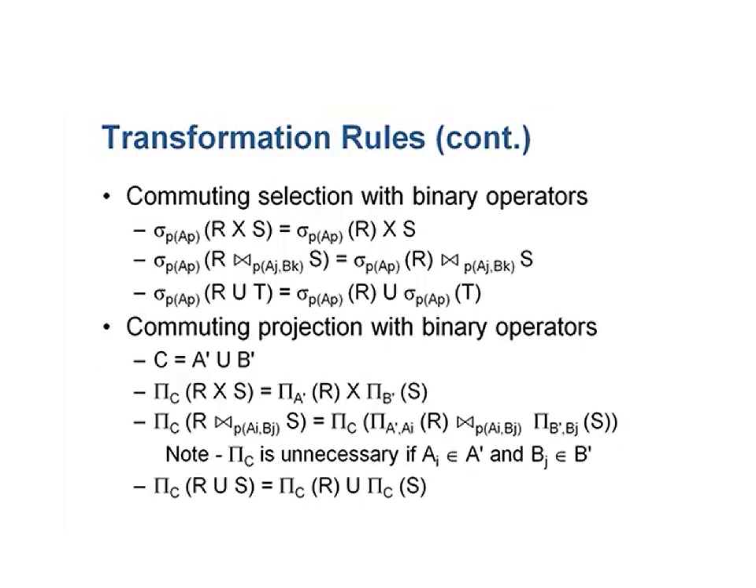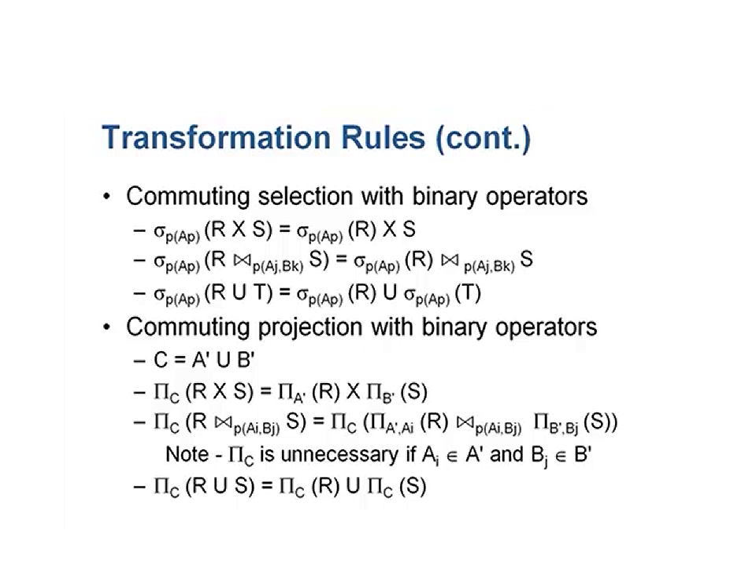Another transformation is if a selection applies only to one table. So if we say selection of R cross S, and maybe that selection criteria only applies to R, we can move that selection in to only deal with table R. The result of that is much smaller, and that means that the cross product of the smaller result and S is much more efficient to calculate than the cross product followed by applying the selection. Similarly, it's true for natural joins.